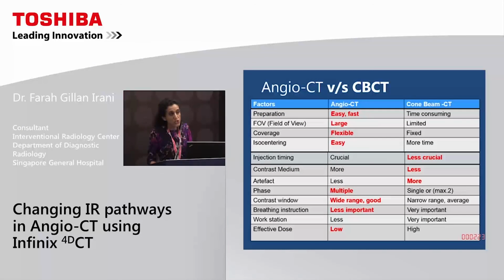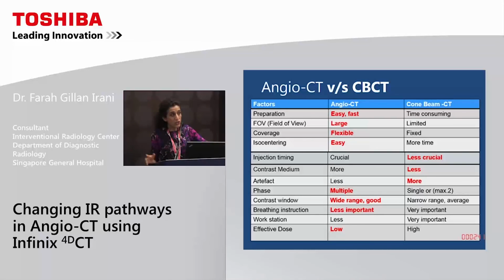So if you compare Angio CT, and we all know that whatever we can do with the Angio CT, we can even do with the cone beam CT. So how do the two systems compare? Because we have both these systems in our labs. And we found that with Angio CT, the preparation is faster, it's easier. The field of view is very large, whereas in cone beam CT it is limited because of your detector size.